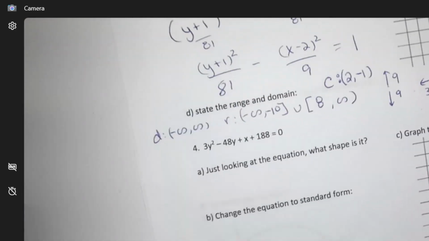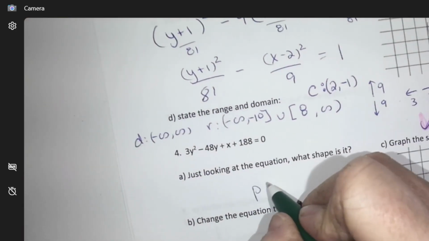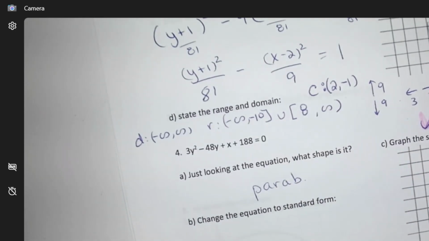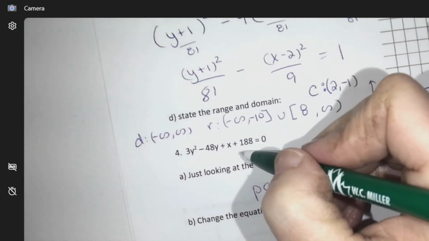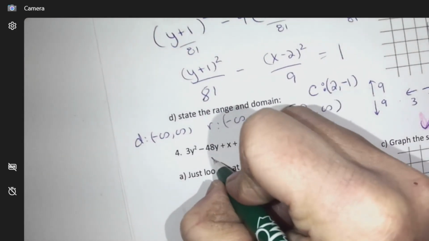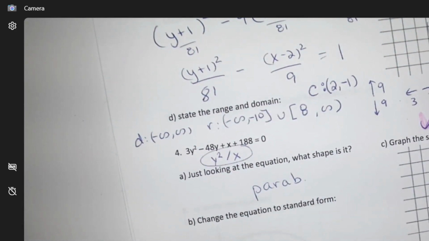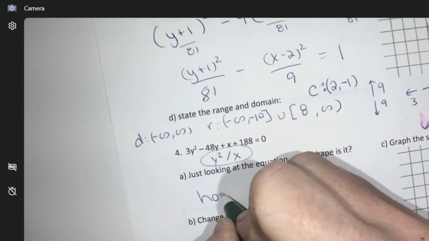Okay, look at this equation and what is it? So it's a parabola, and the reason it's a parabola is because there's no x squareds. So which type is it if you have a y squared and no x squareds? Horizontal.